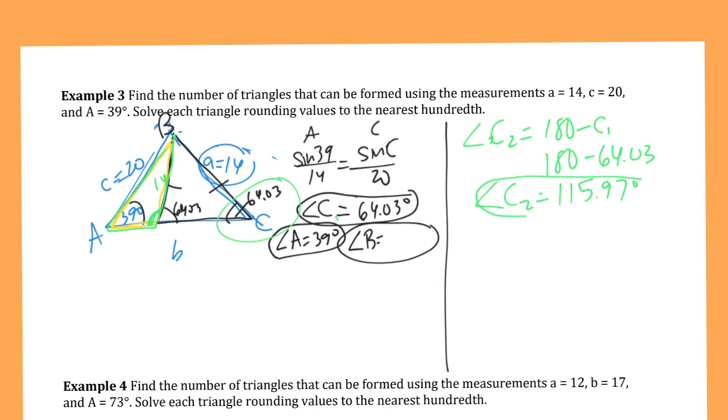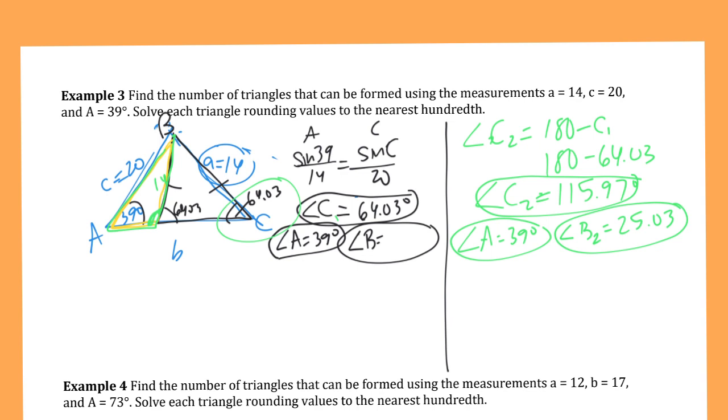So we've got C2. They gave us A, so A has to stay the same. So angle A is still 39 degrees. And then the sum of these subtracted from 180 is going to give us angle B. Number 2 is going to be 180 minus 39 and 115.97, which is going to give us 25.03.